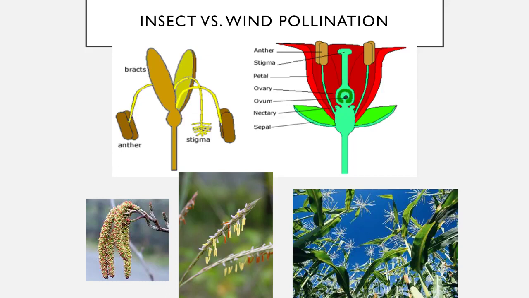So here are some wind-pollinated flowers on the left here. This is what they tend to look like. And in the bottom left corner here, those are the male flowers, catkins hanging, and the female is that shorter, smaller, upright, cone-looking thing. So quite a bit different than insect pollinated.